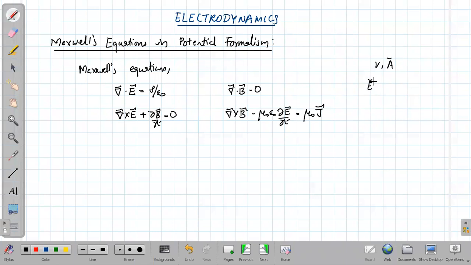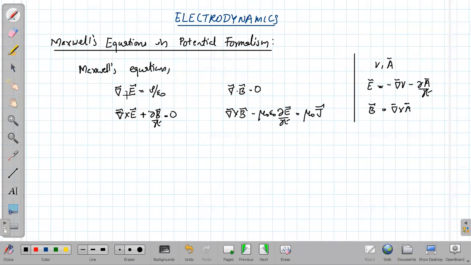The electric field is written as minus del V minus dou A by dou t, and the magnetic field is del cross A. So this is already known to us. Now using this knowledge and also the information about the Maxwell's equations, we can convert our Maxwell's equations in terms of V and A. So that is what we are going to do now.